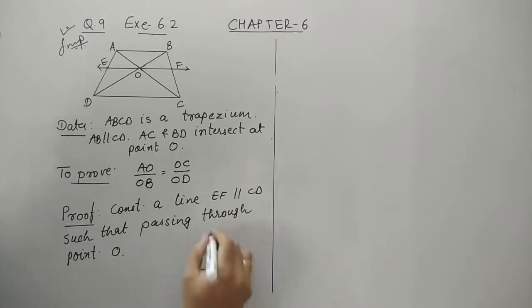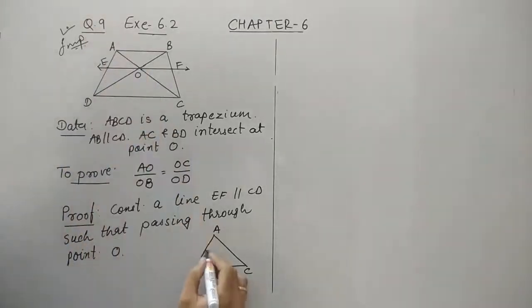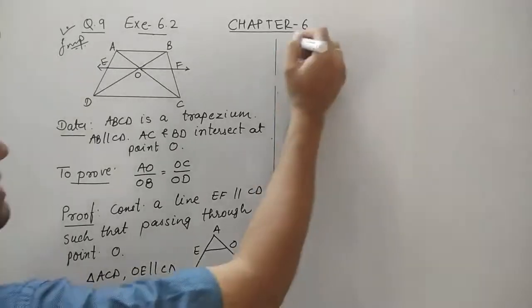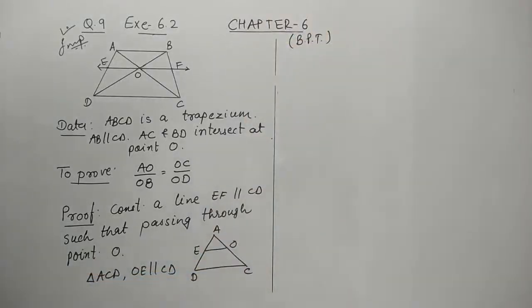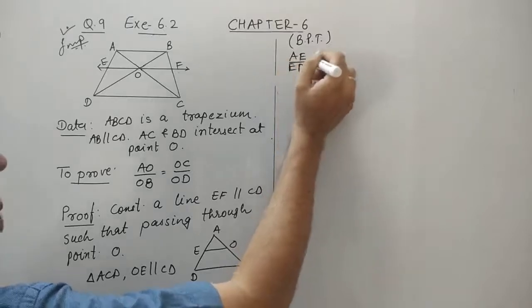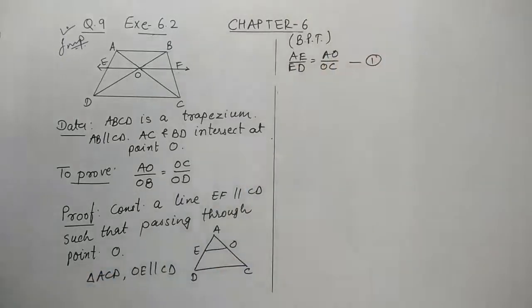See the students, that first the triangle which you want to take, you can take this. If I take triangle ACD first, you can see that OE is parallel to CD. So for triangle ACD, we can say that OE is parallel to CD. So I'll use basic proportionality theorem, that is 6.1. So I can write here that AE upon ED is equals to AO upon OC. I'll give this as an equation number 1.